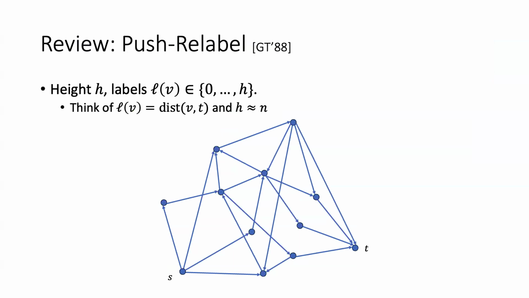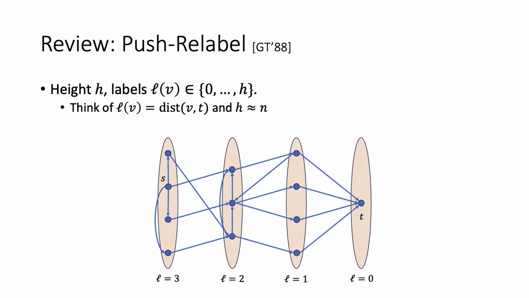Okay, so now I'm going to give a review of the standard push label algorithm. In the algorithm, you'll have a parameter h, and you assign labels to each vertex between 0 and h. You think of the label as being equal to the distance from the vertex to the sink in the residual graph, and you think of the height as being roughly n. So let us label each vertex by its distance.